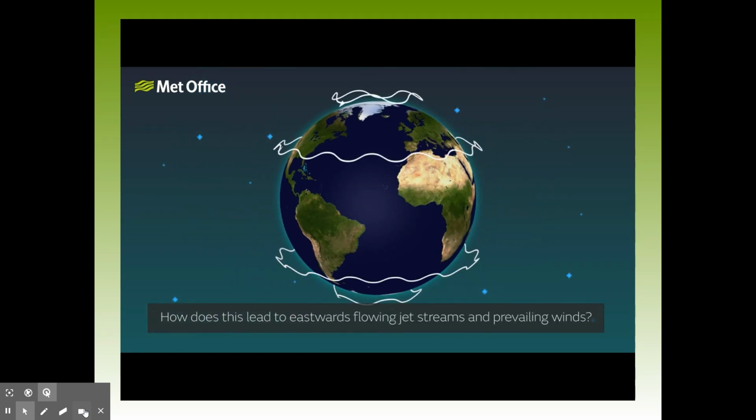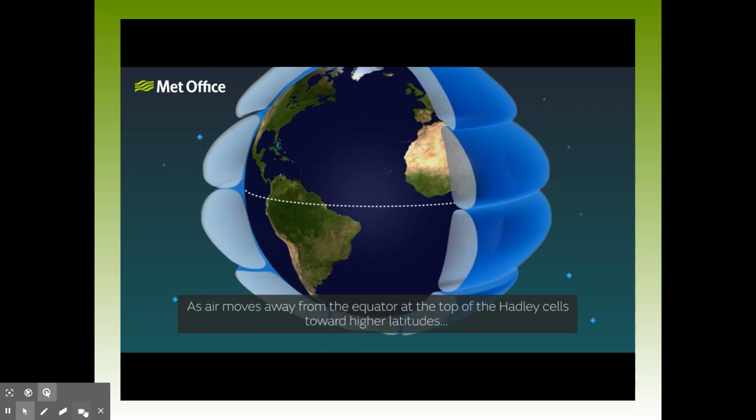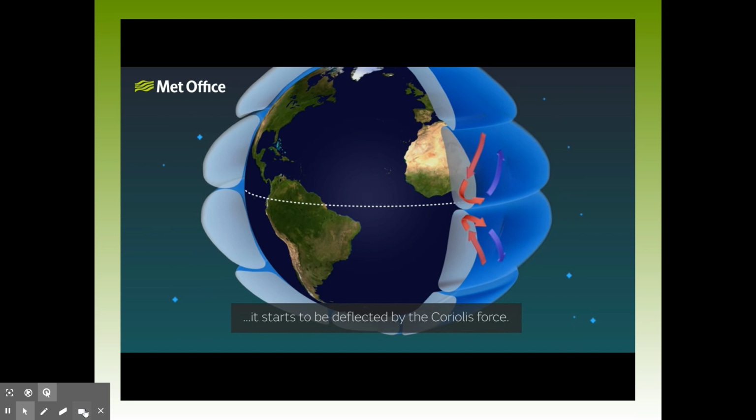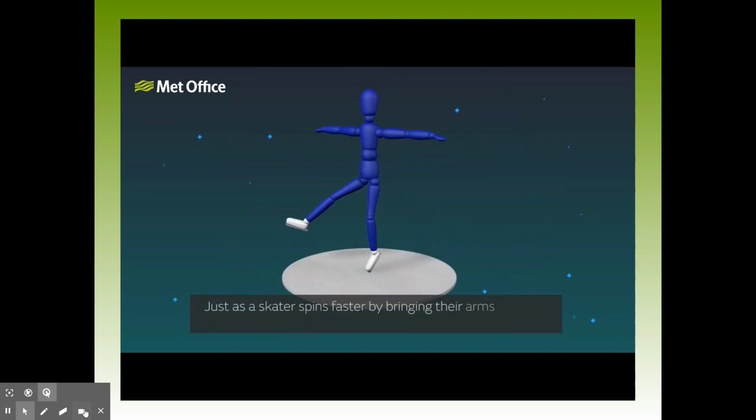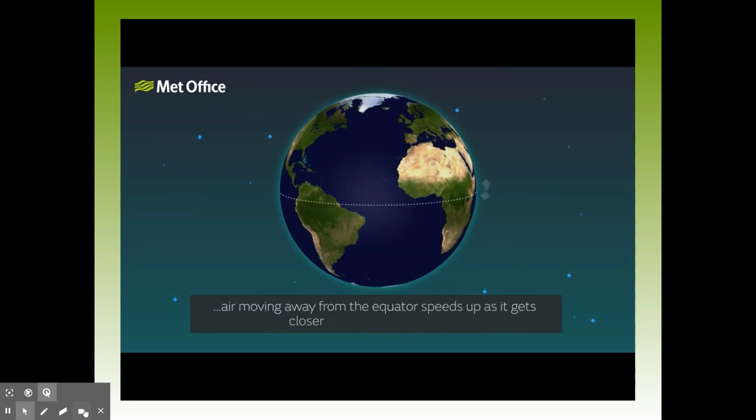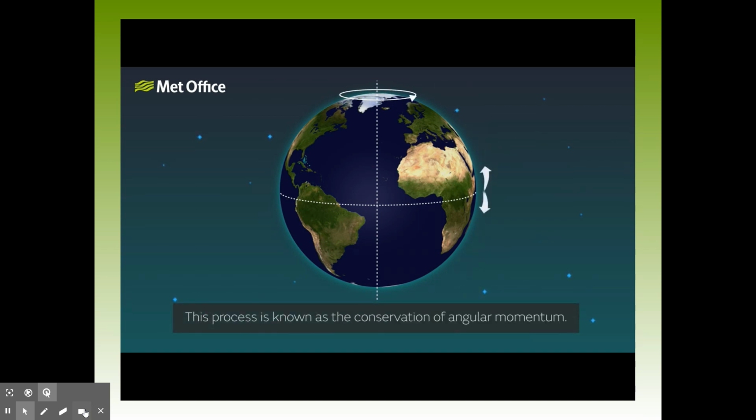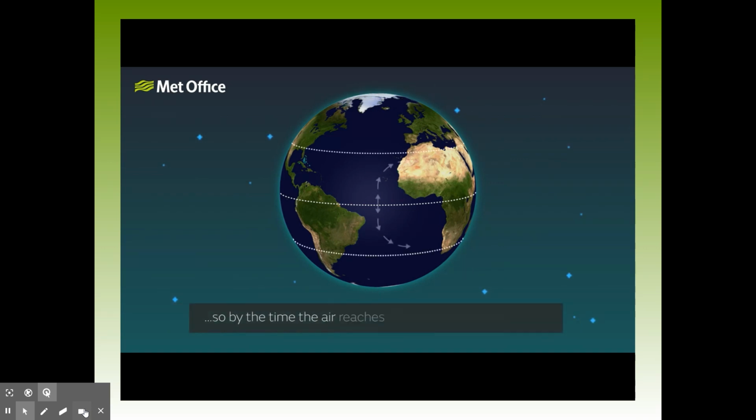How does this lead to eastwards flowing jet streams and prevailing winds? As air moves away from the equator at the top of the Hadley cells towards higher latitudes, it starts to be deflected by the Coriolis force. Just as a skater spins faster by bringing their arms and legs closer to their bodies, air moving away from the equator speeds up as it gets closer to the Earth's spin axis. This process is known as the conservation of angular momentum. The magnitude of the Coriolis force increases towards the poles. So by the time the air reaches 30 to 40 degrees north or south, it is moving in an eastward direction.